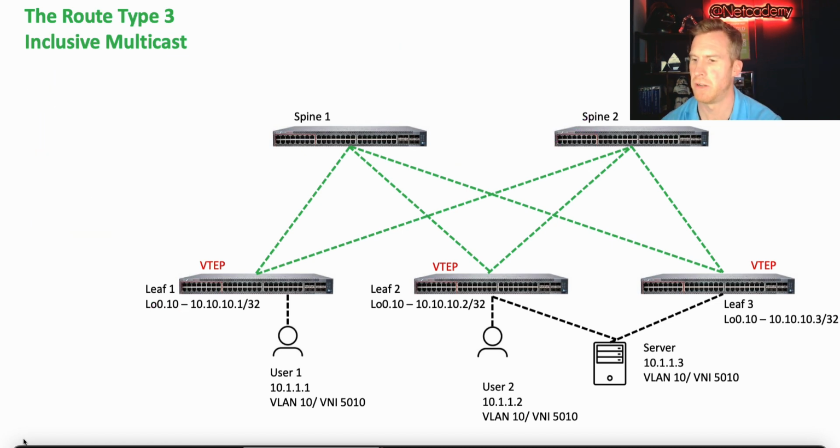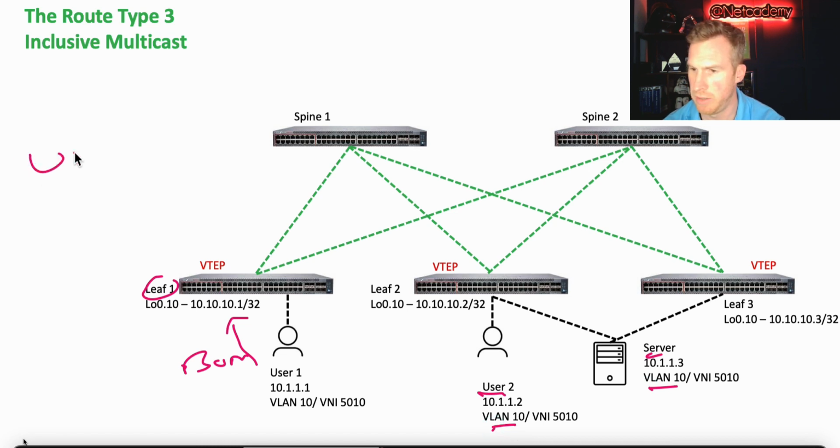So let's finish this off with an example. So again, let's say user 1 has sent some kind of BUM traffic, whatever it is, doesn't matter, up to leaf 1. And it's destined for all hosts, so it'll be a broadcast, for all hosts, user 2 and the server that are in the same VLAN here.